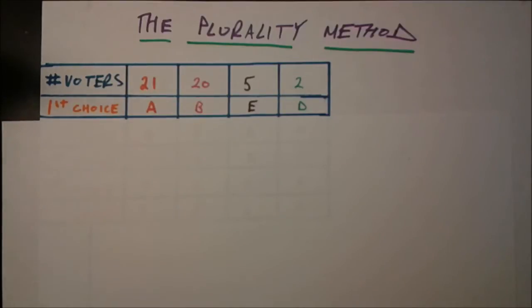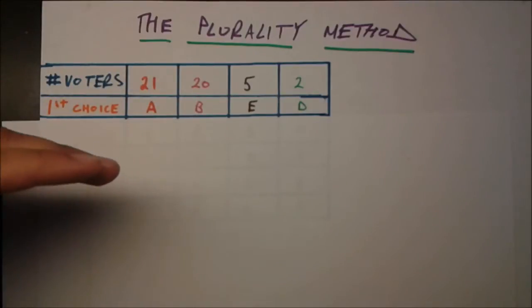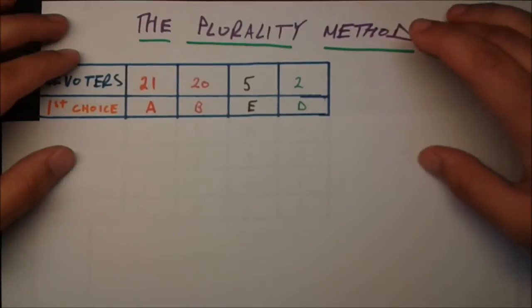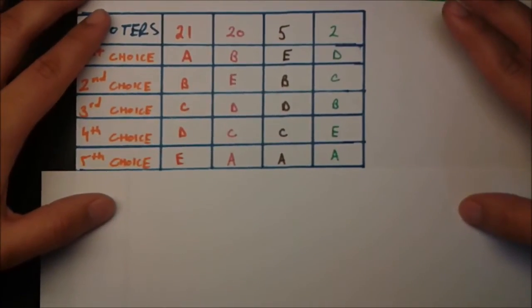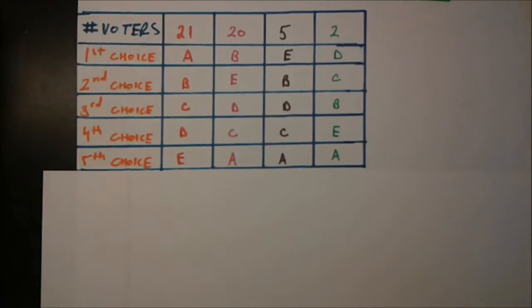Well, it does seem fair until you look at what's going on underneath. Let's say instead of asking people only their first choice, we ask them to rank all 5 of these candidates from first to 5th choice. And let's say we have that data here. So now we have a lot more information, and let's see how this affects whether we think the right choice has been made or not.